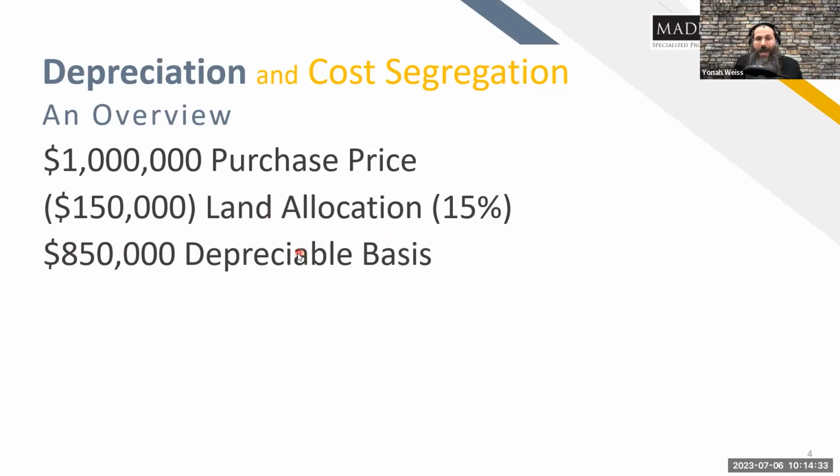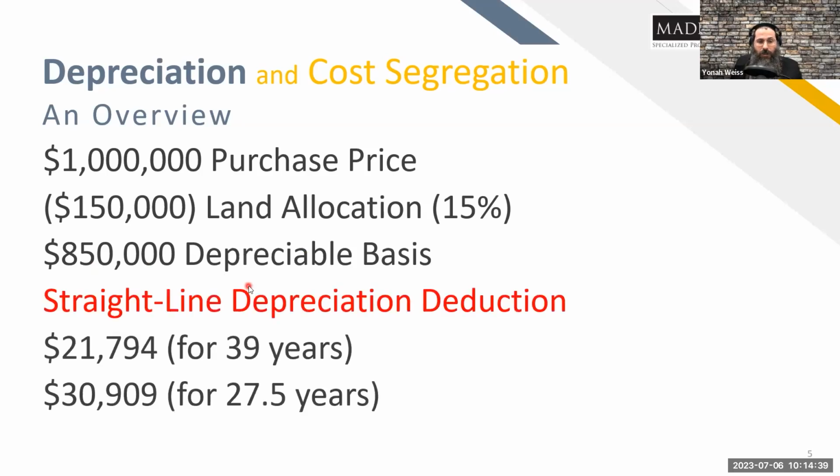That means you can now depreciate, or take a tax deduction of, this full $850,000. How long does it take? Like I said, either 39 years for commercial properties and 27 and a half years for residential, including multifamily. Multifamily also fits into the 27 and a half year category.